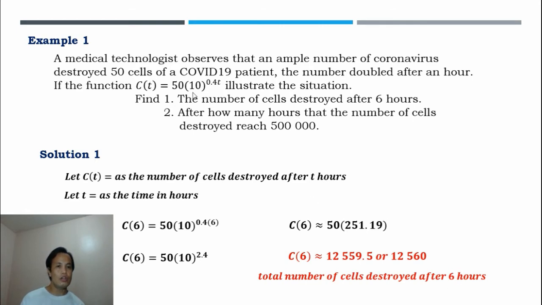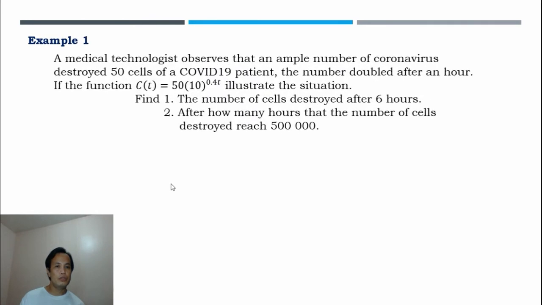Given this function, C of t equals 50 times 10 raised to 0.4t. As you have observed, problem number 1 did not include the concept of logarithmic function. We just simply solved the problem using the concept of exponential function. Let's proceed to problem number 2.